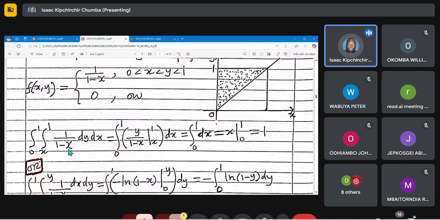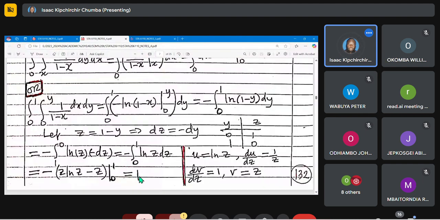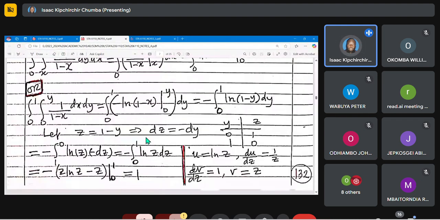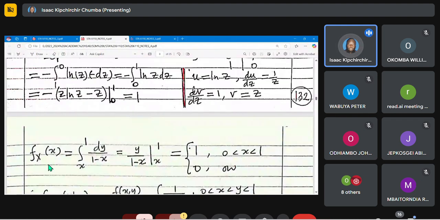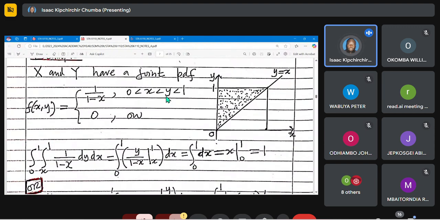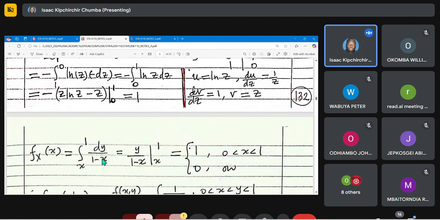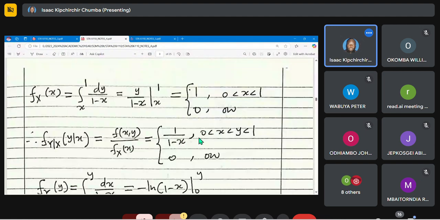Here I'm saying dy dx, straightforward, you get y, but here I'm saying dx dy, you still be able to integrate and be able to show this is 1. So it's a PDF over that shaded region. Now for the marginal of x, integrate the joint over y, and the limits of y are x to 1. With x to 1, you integrate the joint with respect to y, and you will get the result. This is the marginal of x.